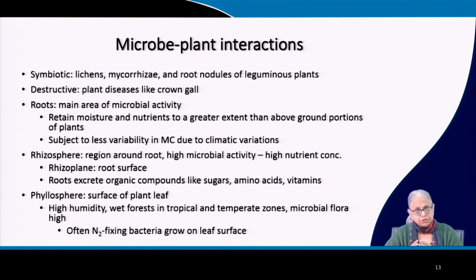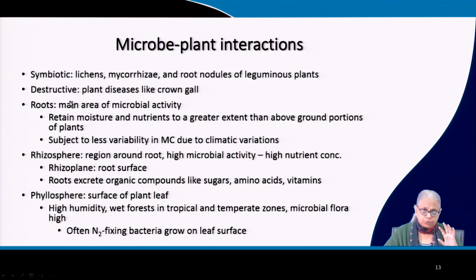You can also have destructive relationships. So you have certain plant diseases like crown gall, which we're not going to go into. It's there in the textbook, so you can go through it. But we do have certain examples over here. So you have the root zone.